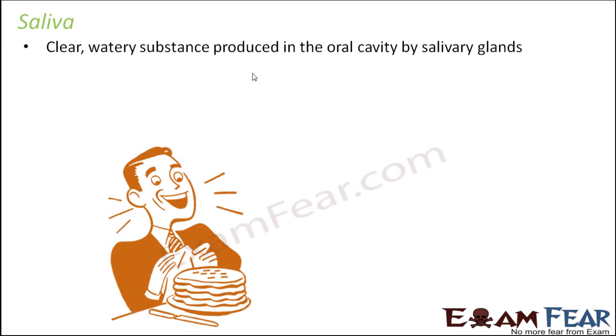Now the third important part of the oral cavity is saliva. As I said, it is a clear watery substance which is produced in the oral cavity by the salivary glands. This water will not come into your mouth magically, right? There has to be some organ which actually secretes that watery substance. The organs in our body which secrete certain substances are called glands. Similarly, salivary glands are present inside the mouth, which secrete this watery fluid called saliva, which plays a very important role in the process of digestion.